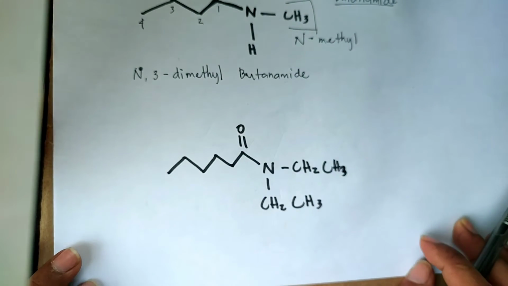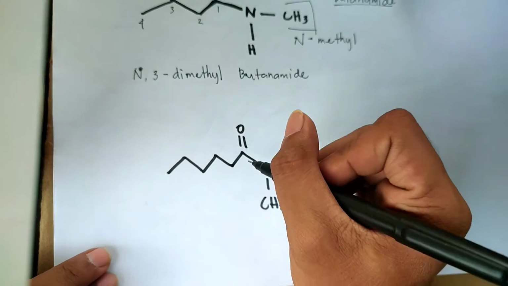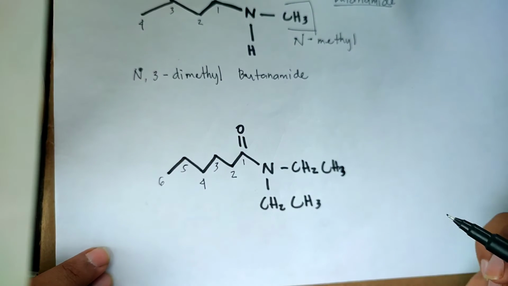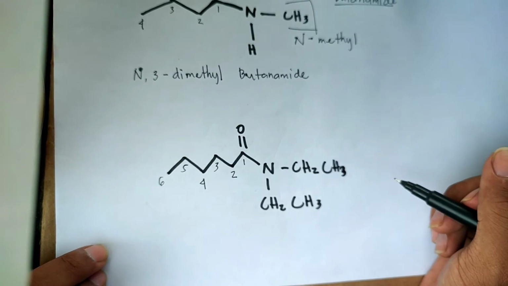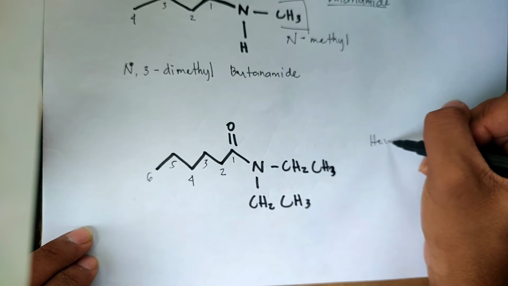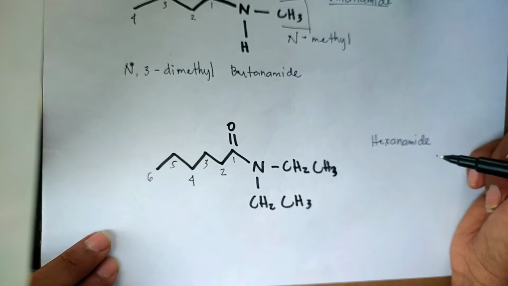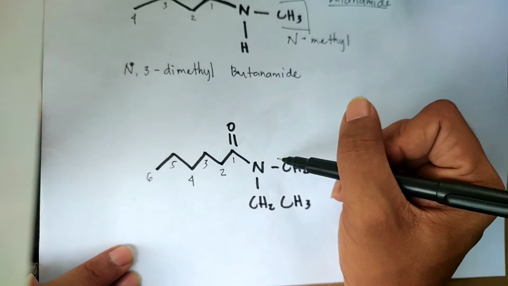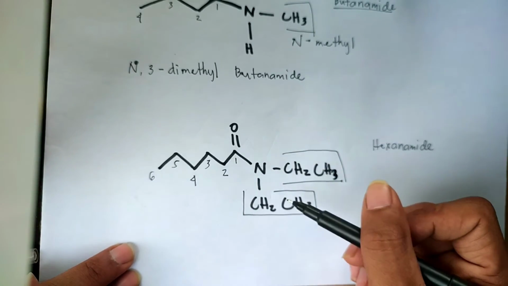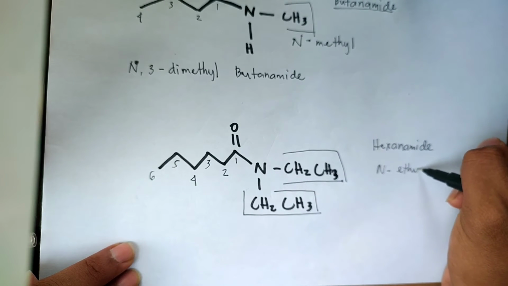Now, how do we name this? First, let us identify the number of carbons, which is 1, 2, 3, 4, 5, and 6. Six carbons is associated with the name hexane. Instead of hexane, it becomes hexanamide. As you have noticed, we have two ethyl groups attached to the nitrogen, so that is N-ethyl.